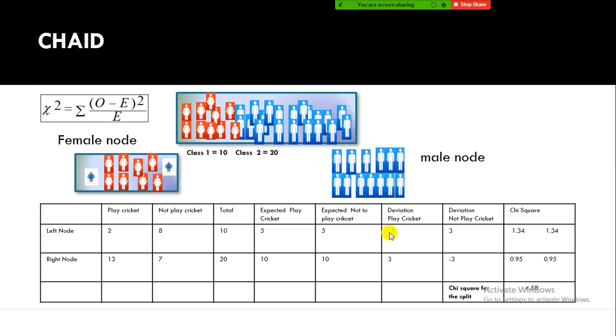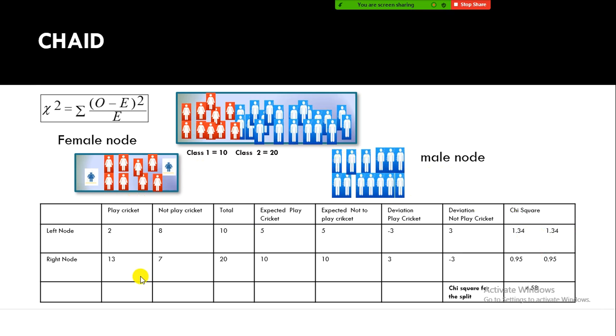5, this one, right? 2 minus 5. The actual minus expected, or observed minus expected. 2 minus 5 is minus 3 and 8 minus 5 is 3. This is how we need to compute it. When you plug in these values, the observed and expected, you get the chi-square value here.